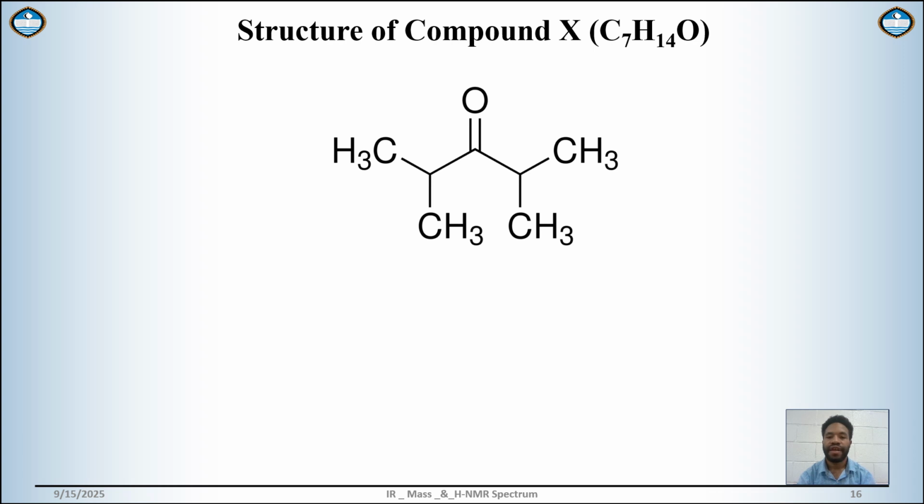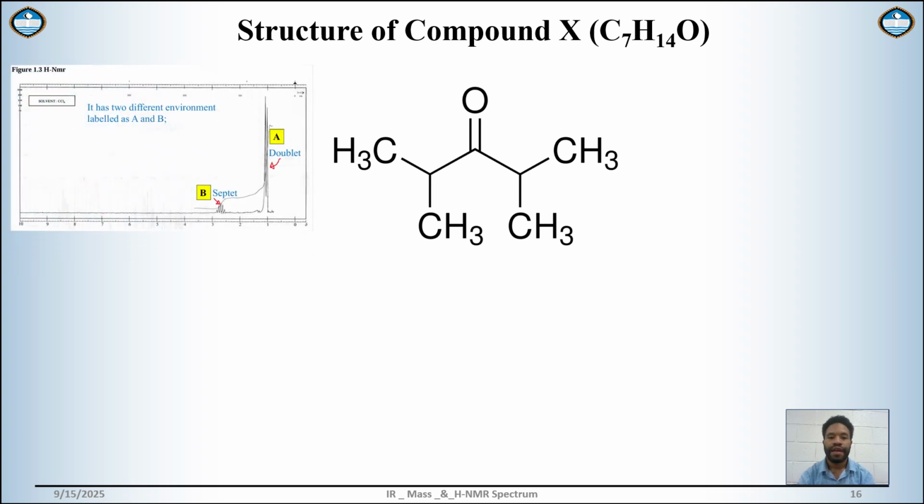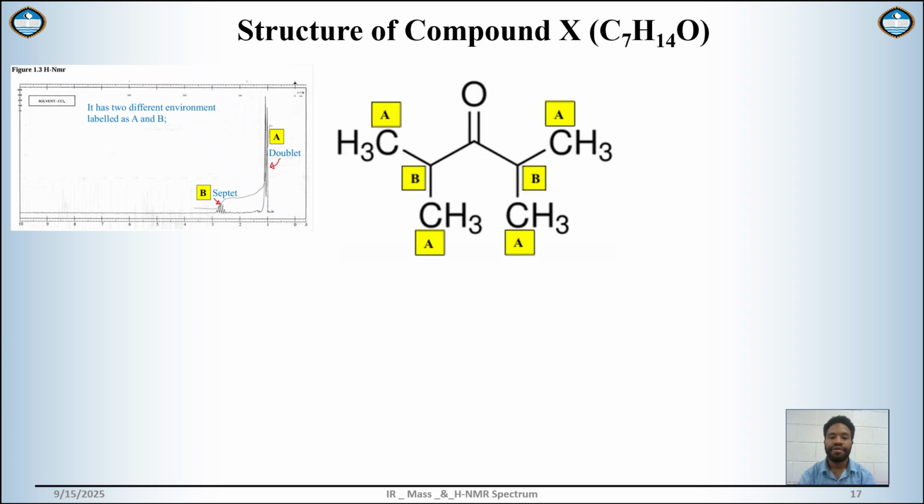Structure of compound X, C7H14O. This structure is drawn according to the interpretation of the HNMR spectrum. As we have discussed, the HNMR spectrum has two chemical environments. A is a doublet and B is a septet, and that's labeled here in this diagram, A and B.